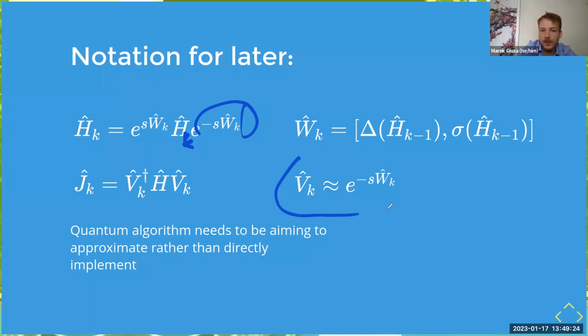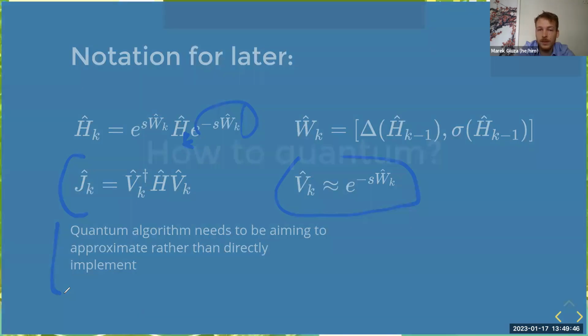Now I will have something that approximates that unitary operator. So I'm speaking of this generator as being JK, and then I will again use it recursively. All right. Okay. So the quantum algorithm will aim to approximate that and not directly implement. That's why JK will be appearing for the quantum algorithm.